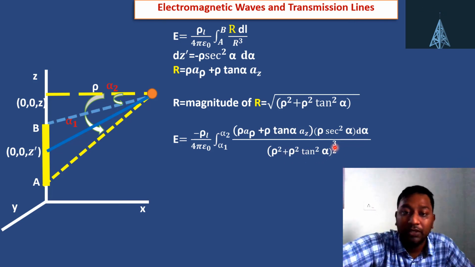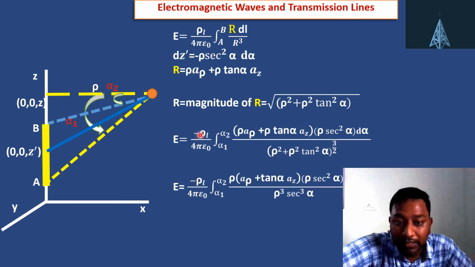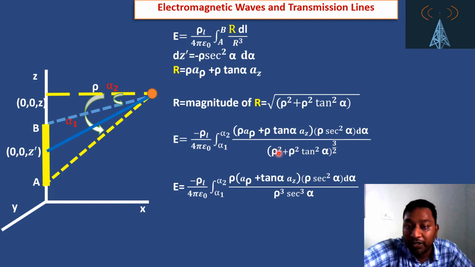Now if we reduce this term, −ρL divided by 4πε₀, this (ρ² + ρ² tan²α)^(3/2) we can put as ρ³ sec³α, because ρ² we can take common, so 1 plus tan²α will become sec²α. So (ρ² sec²α)^(3/2) will become ρ³ sec³α. Now we can cancel ρ², and sec² also, and sec³ we will get. So in the denominator we will get ρ sec α.